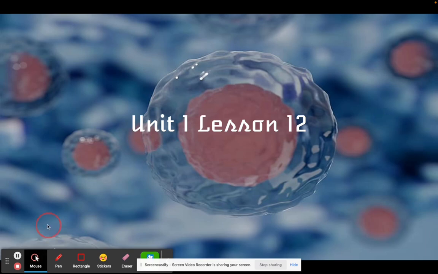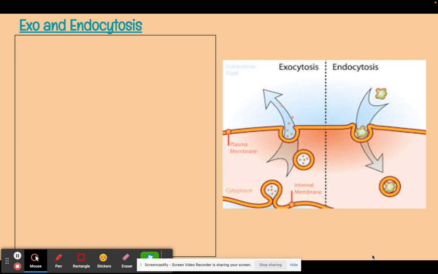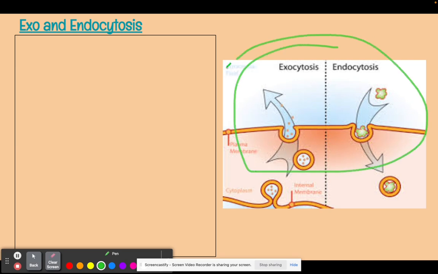Alrighty, let's proceed. The next two terms, and actually the final two terms that we're going to discuss in this unit, are exocytosis and endocytosis. You can see over here in my diagram a visual representation of what these two things look like. If you are confused as to what I'm referring to, listen to me and look at the diagrams underneath exocytosis and endocytosis to get a visual.